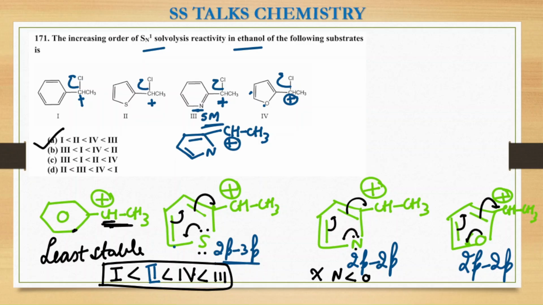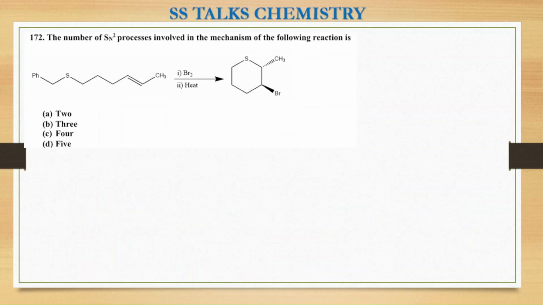So now the next question that we have is this one. It says that we have to find the number of SN2 processes involved in the mechanism of the following reaction. So a reaction has been given. We have to see what the mechanism is and how many times the SN2 process has been carried out. So the substrate we are having is this one, that is your Ph. Here you have this bond present. Here the sulfur atom, this double bond is present, and here is this ethyl.